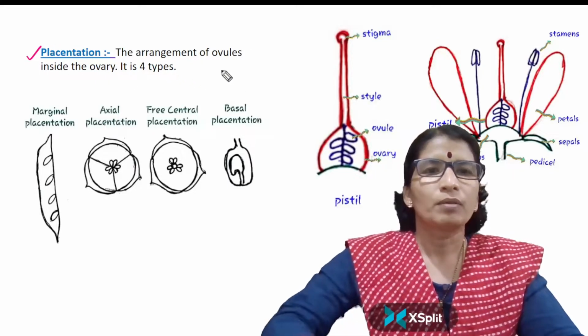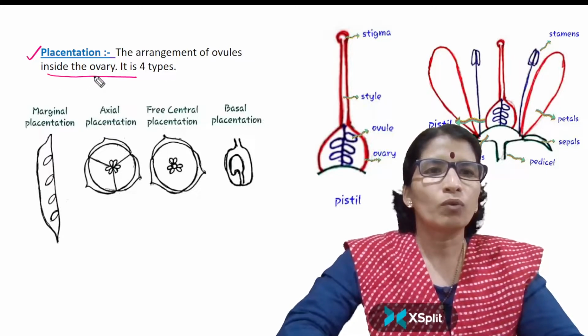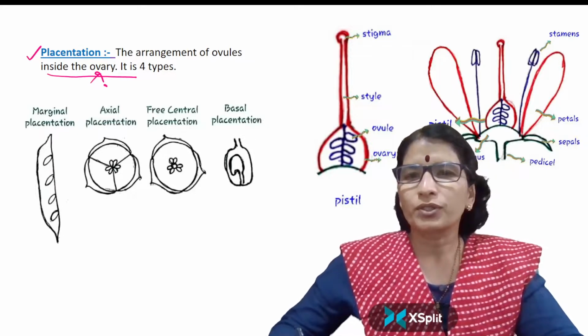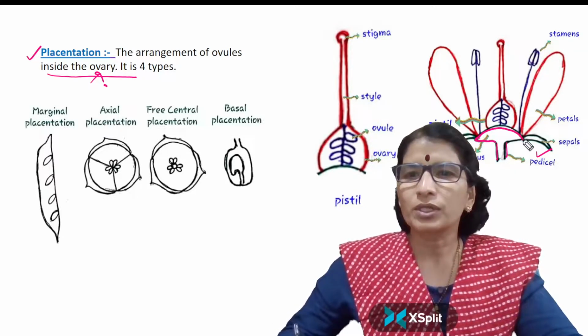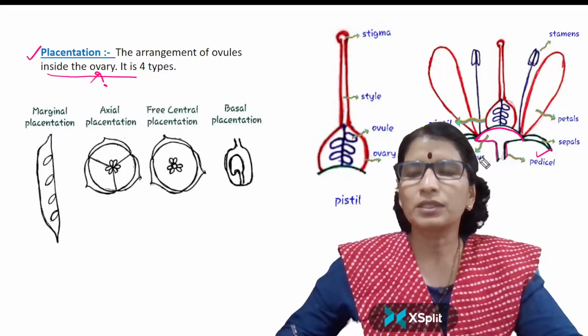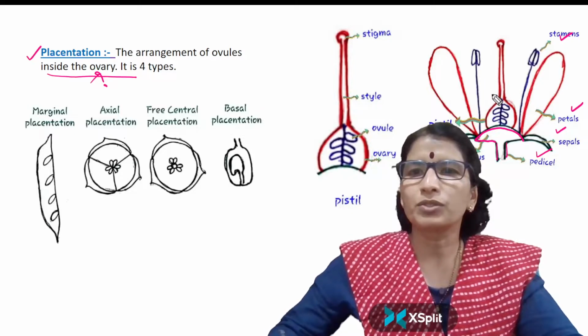What is placentation? Placentation means the arrangement of ovules inside the ovary. What is ovary? Where it is located. This is the general structure of flower. At the base of the flower, stalk-like structure is present. That is called pedicel. Above the pedicel, broad structure is present called thalamus. On this thalamus only, floral parts like sepals, petals, stamens and pistil are arranged.